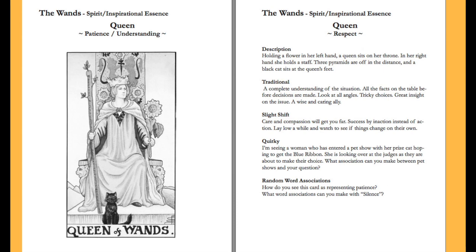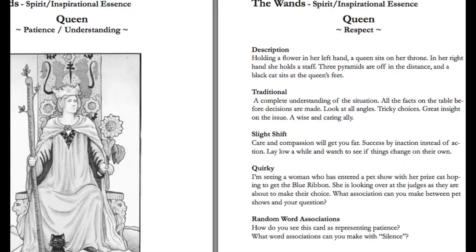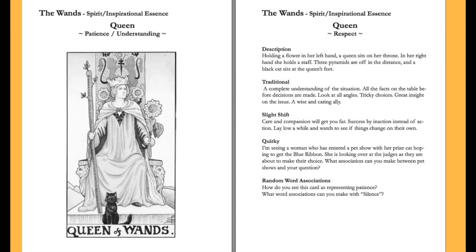Next I have the Queen of Wands. And the Queen of Wands reminds me of the way she's sitting there in that throne, and she's looking to her left. And in front of her is a cat who's just sitting there very nicely, almost like posing. And it reminded me of her in a pet show. And the judges are about to make their choices on first place, and she's one of the contestants. And she's waiting to hear if her cat won first place.